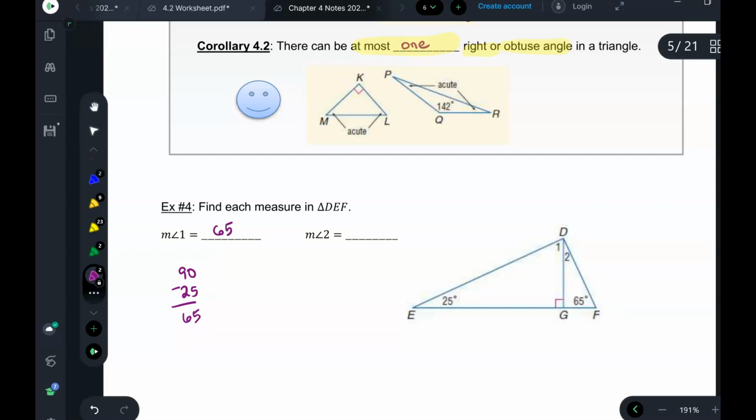And then if this is a right angle, isn't this a right angle on the other side? So we can just look at this little triangle. 90 minus 65, which has to be 25.